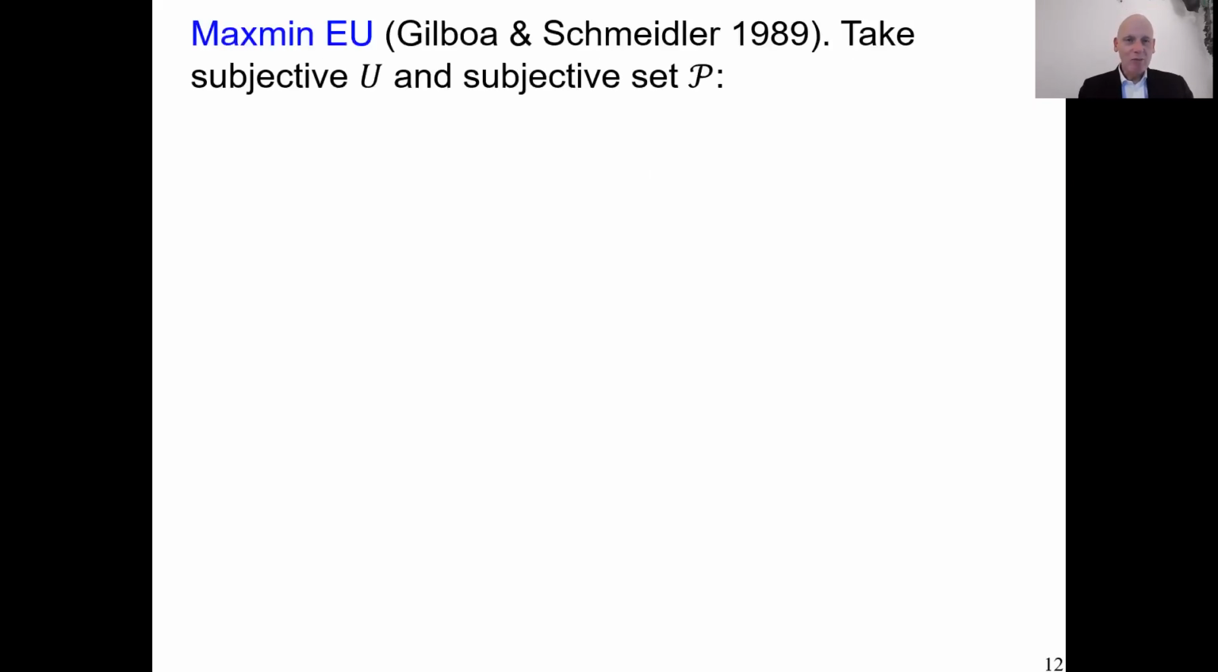I give some examples. For instance, a popular model is max-min expected utility. It was already written in statistics in 1950 by Wald, but Gilboa and Schmeidler gave a decision foundation to it, and then it became popular in decision theory and economics. It says, well, we take a subjective utility function, as we always do, then we don't take one probability measure on the state space, but a whole set of probability measures, a set of priors on the state space, and then we proceed as follows.